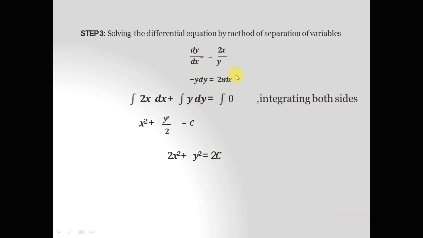shift this term to the right hand side, and we see here 2x dx plus y dy is equal to 0. So the integration of 2x with respect to x, and the integration of y with respect to y, and the integration of 0 is a constant. So the integration of x is x square divided by 2, the 2 cancels, and the integration of y is y square divided by 2. Now multiplying both sides by 2, we can write the solution as 2x square plus y square is equal to 2c. This is the algebraic equation of the required orthogonal trajectories.